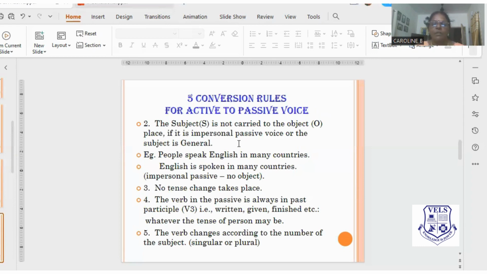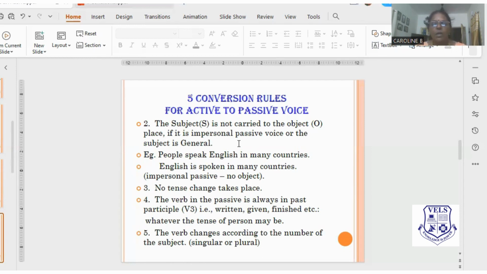For example, people speak English in many countries. English is spoken in many countries. Here we know any language is spoken by the people. So it's not necessary to mention people speak English. So it's better we use passive voice in this context.